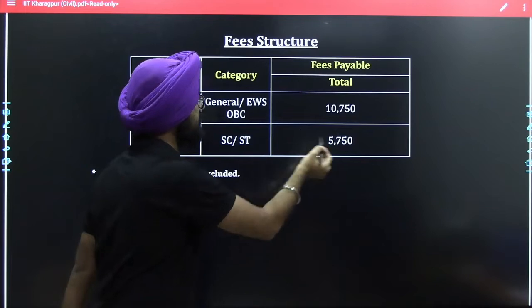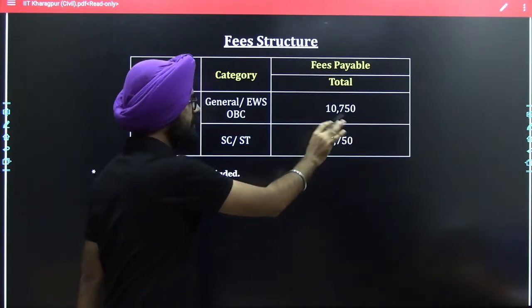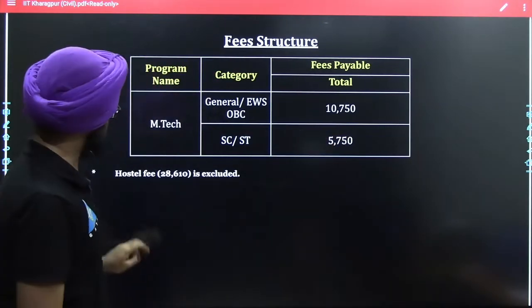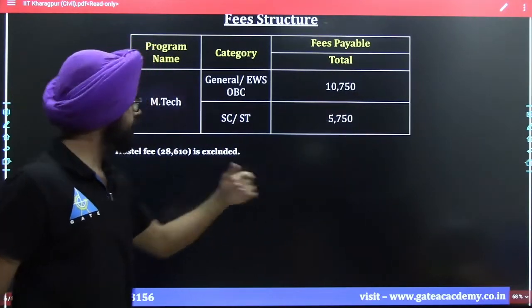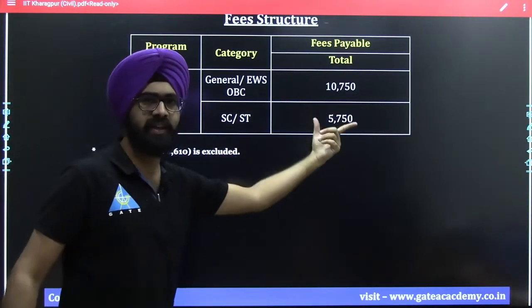Similarly, for the SC/ST category, 5,750 is the fee structure, excluding hostel. Hostel charges are excluded here. Okay?